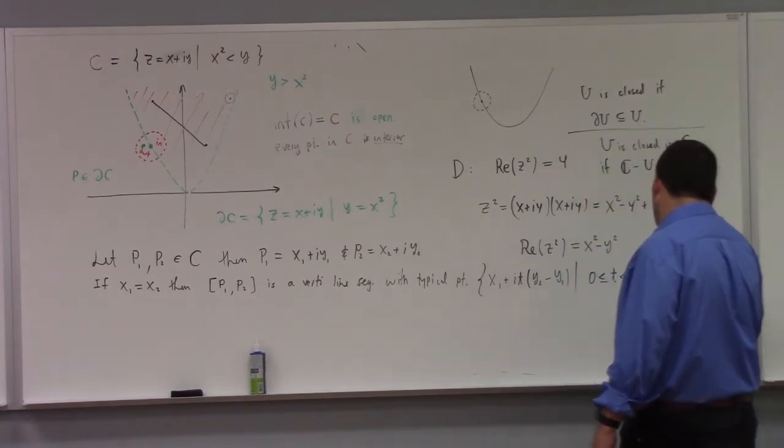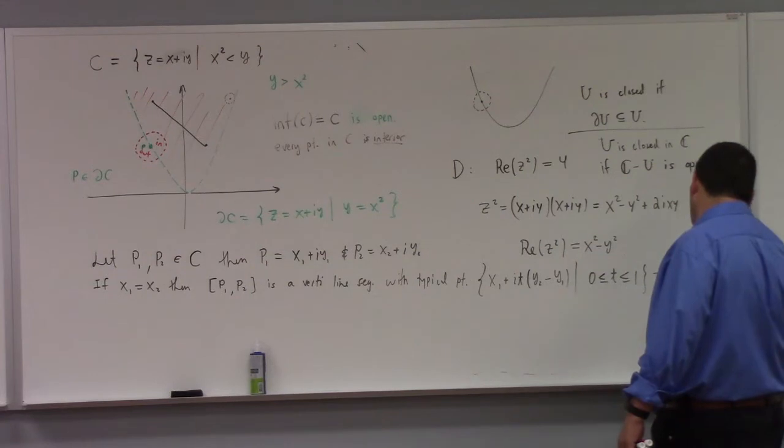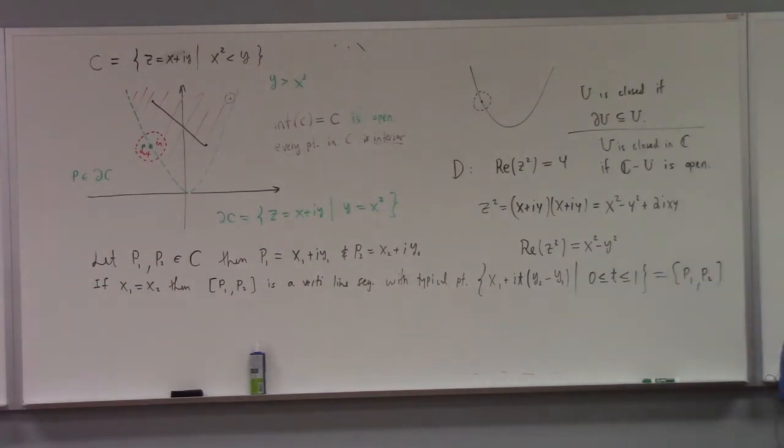That's the definition of the line segment. It's the line segment that has starting point P1 and ending point P2. And I'm assuming x1 is equal to x2 for a moment, right? So can you prove that every point in there is in C? What would be needed?